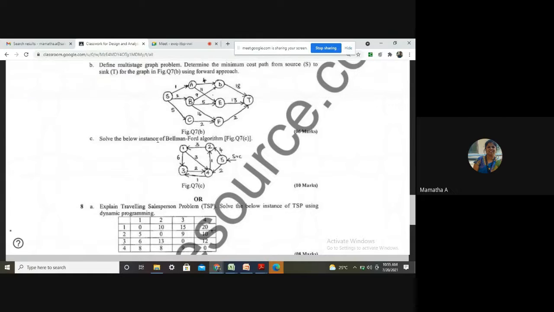Solve the below instance of the Bellman-Ford algorithm. This is the graph which is given to you, and it doesn't have negative weights. You do the PPT one only as the assignment, and also try doing this.